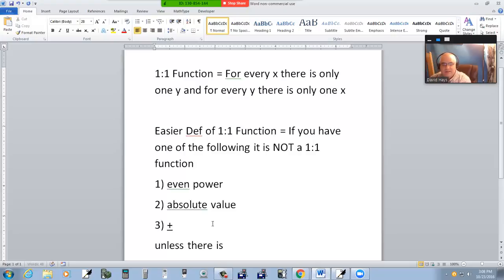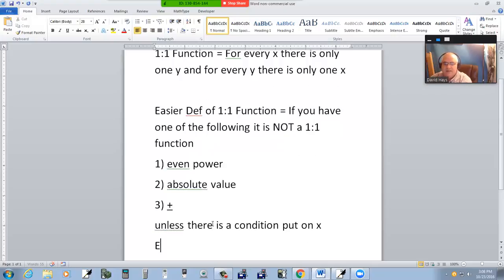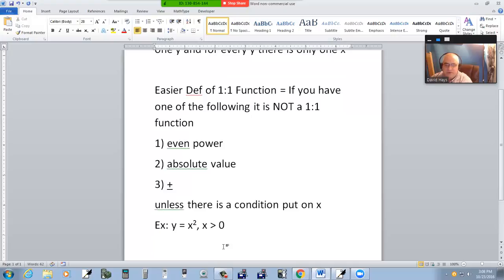Unless there is a condition put on x. For example, y is equal to x squared. The fact that it's got an even power means it would not be a one-to-one function. But if we put a condition on there where we say x is greater than 0, they're usually putting that condition on there to make it one-to-one. And we'll talk about some examples in the video where that doesn't apply.